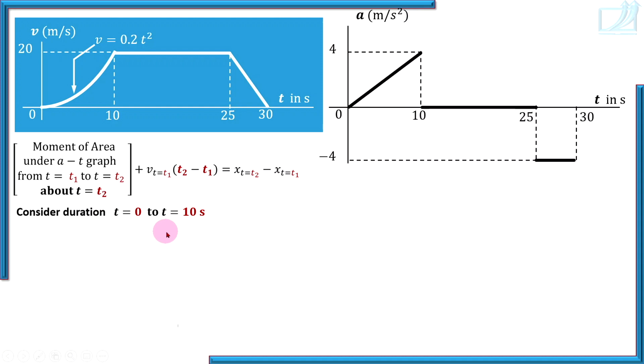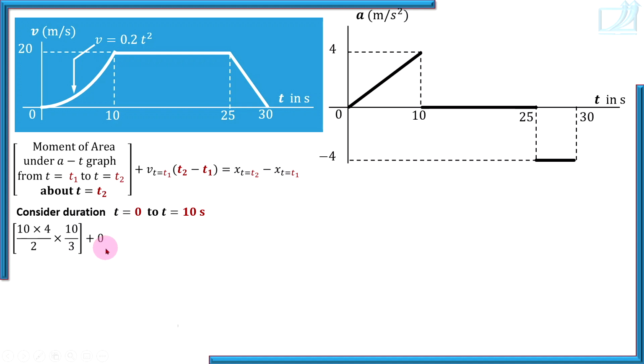Consider duration t equal to 0 to t equal to 10 seconds. Moment of area, base is 10, height is 4. 10 into 4 by 2, that is this triangular area, into distance of its centroid from t equal to 10. It is moment about t equal to t2. In this case 0 to 10, so t2 is 10. So from t2, that is from t equal to 10 seconds, distance is 1/3 of 10. So that is why 10 by 3.